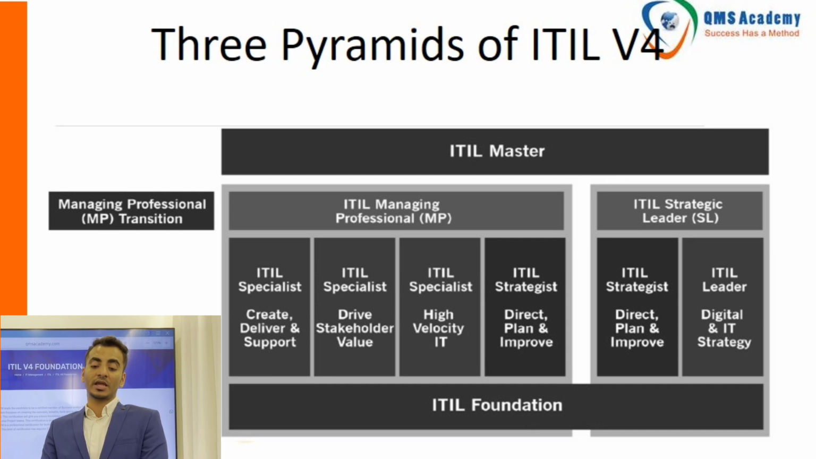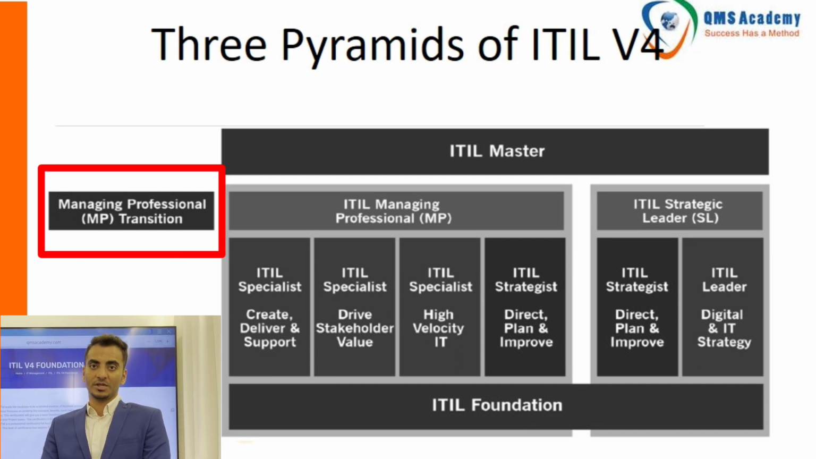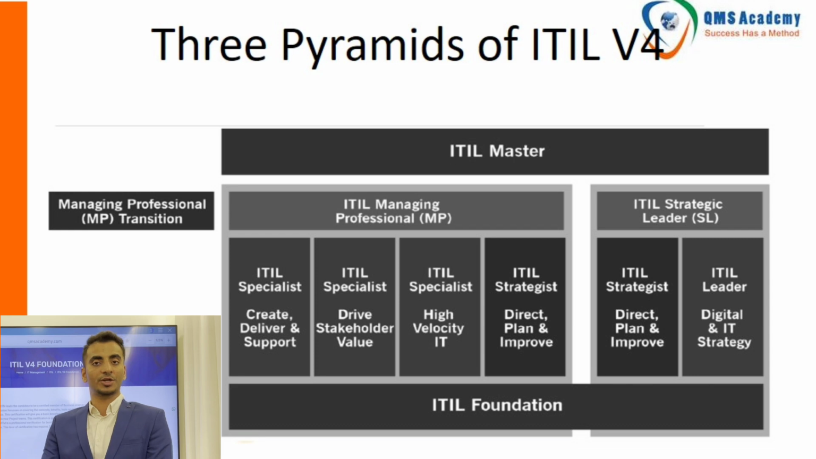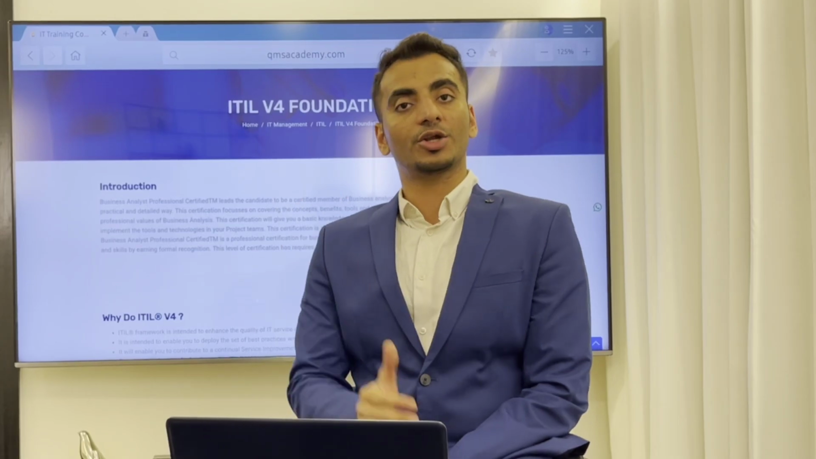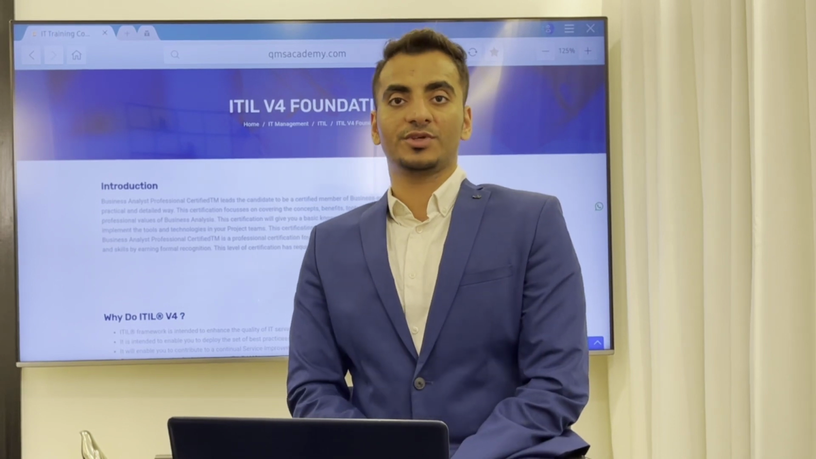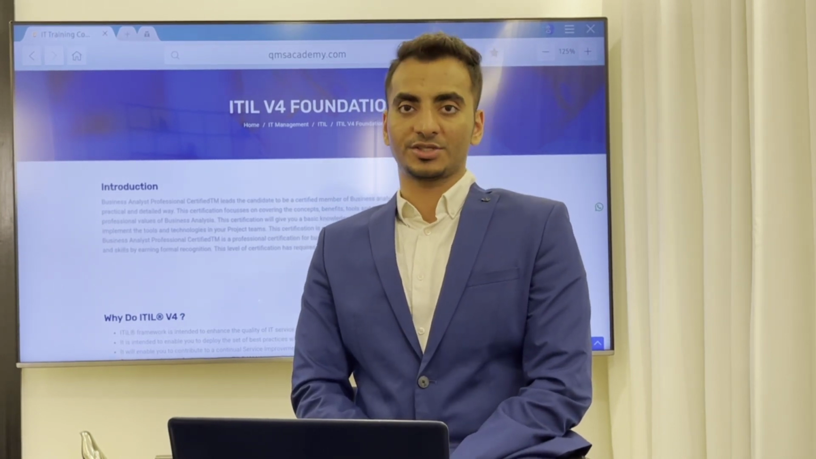Also in between, they launched a certification called Managing Professional Transition. This was a certification for those who had done ITIL V3 Expert in the past and want to upgrade to the new ITIL V4. And on the top, we have ITIL Masters, which is the highest level of certification in ITIL.